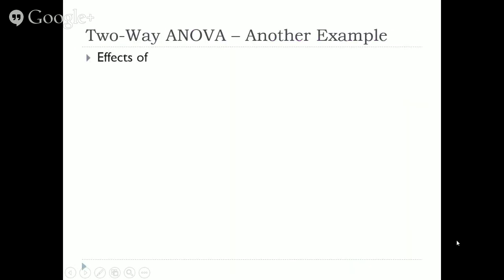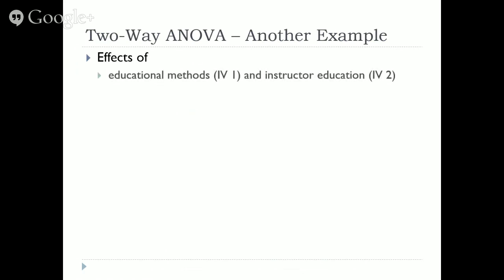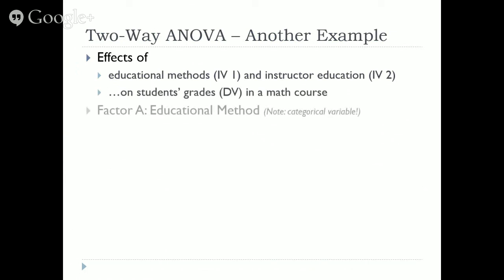So let's look at another example where the interaction effect is pretty obvious. The effects of educational method and instructor education on students' grades in a math course. Made up data. I got it from a textbook, but it's fake anyway, I think.